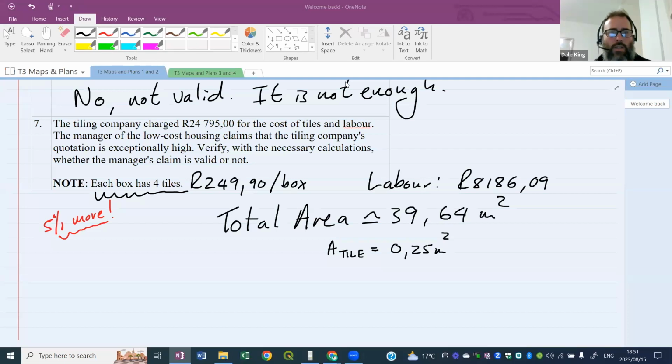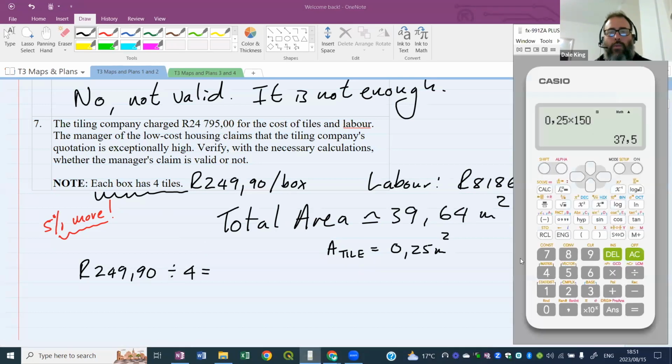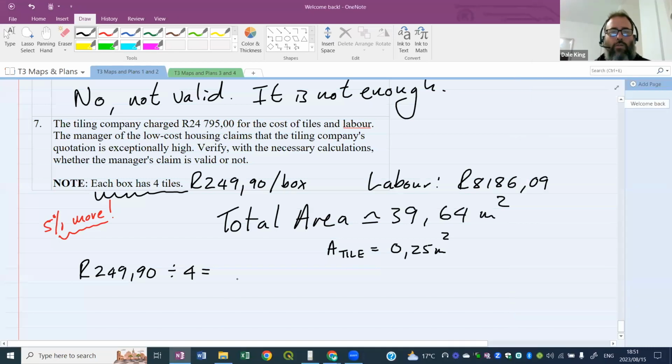So what Kahisa said is, she said, I need a price for 1 tile here. So let's just follow that path and let's see where it takes us. 249.90 per box, and there are 4 tiles in each box. The box costs 249.90. So how much is it for 1 tile? Well, we need to divide that by 4. So 249.90 divided by 4. That means 1 tile will be 62.475.